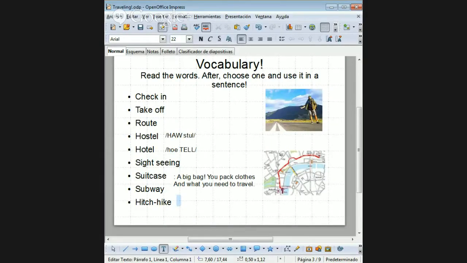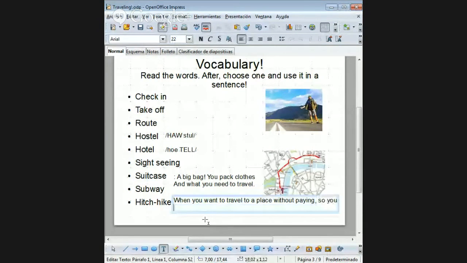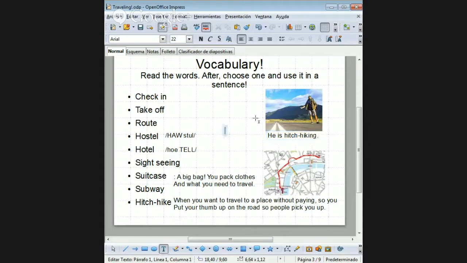It's when you want to travel to a place without paying, so you put your thumb up in the road to take a car. Yeah, exactly. So you put your thumb up on the road so people pick you up. Exactly. So this person in the picture is hitchhiking. He is hitchhiking. If you can see that.